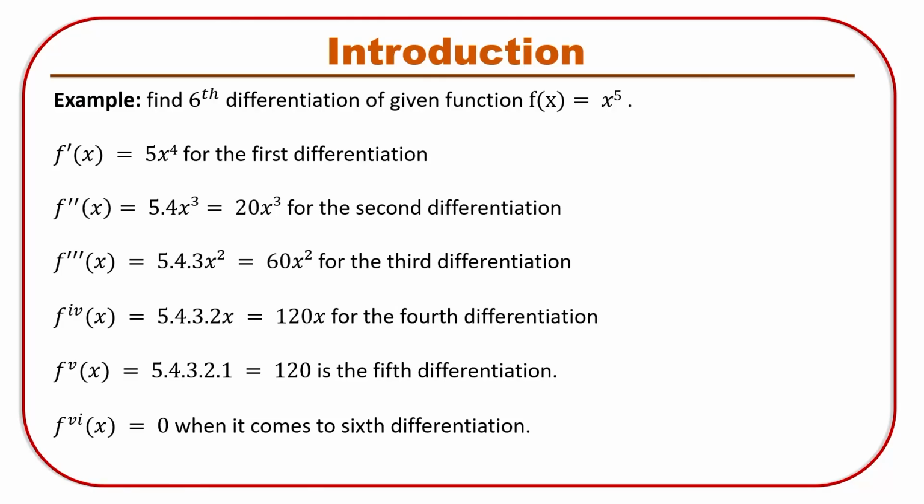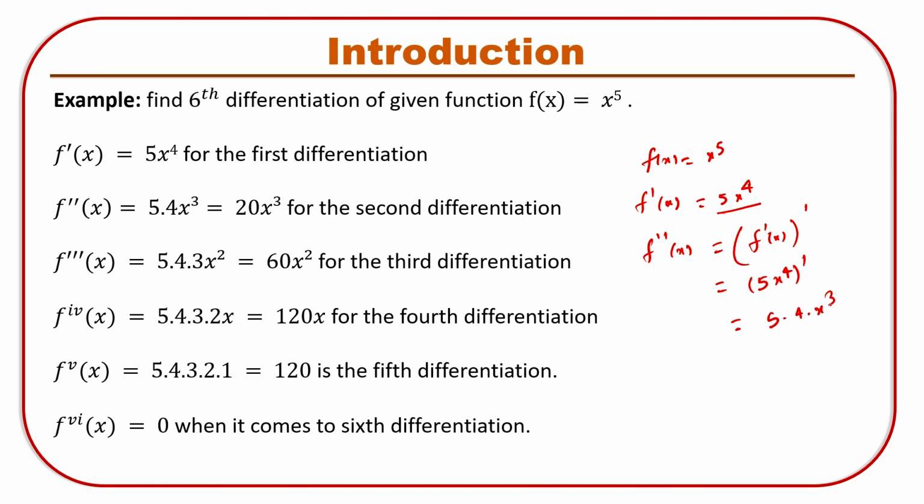For the first derivative, just take f(x) equal to x to the power 5 and differentiate with respect to x. This will give you 5x to the power 4, right. Similarly, take f double dash of x. It is nothing but the differentiation of the first result. So you have to differentiate 5x to the power 4, and this will be 5 into 4 x cube.